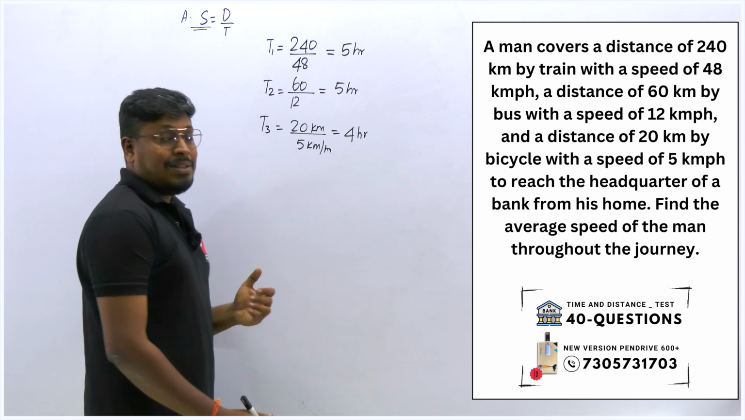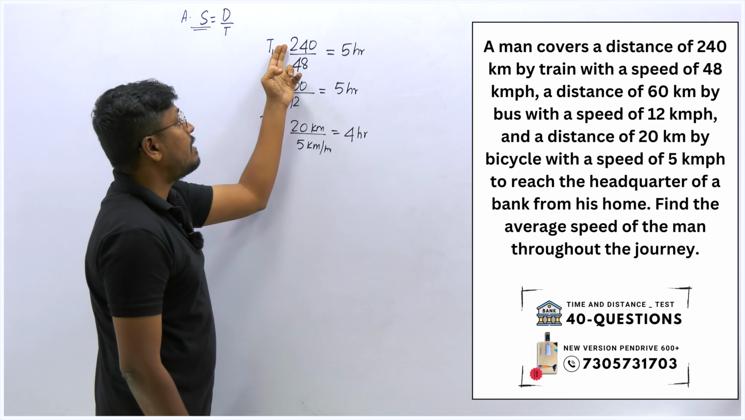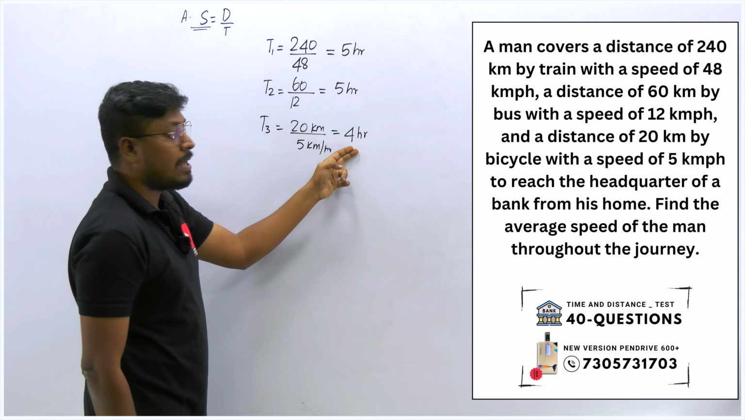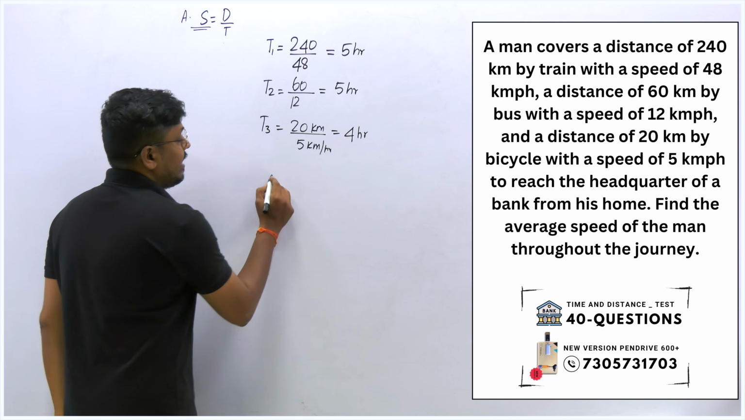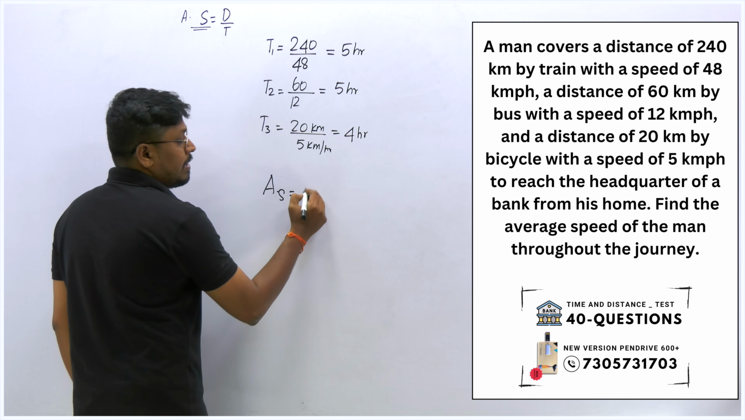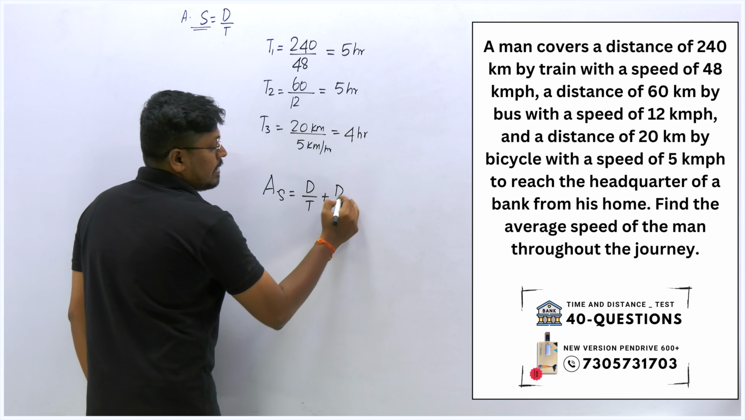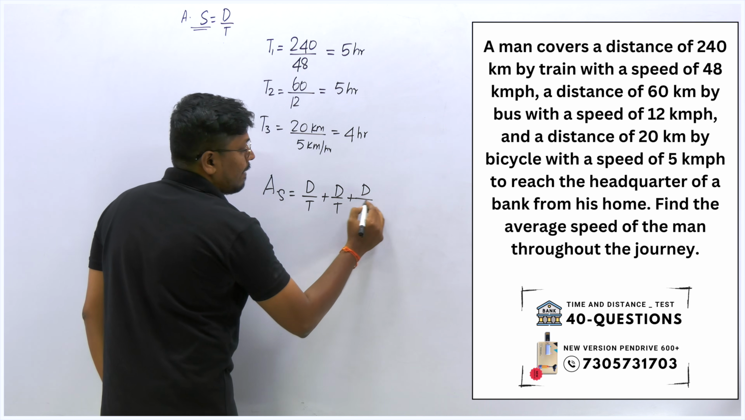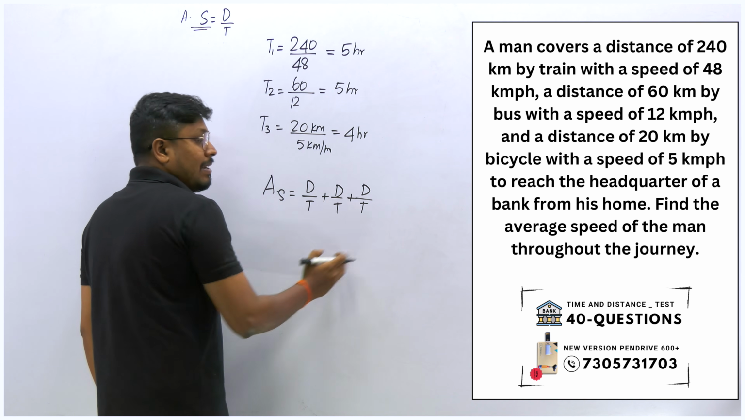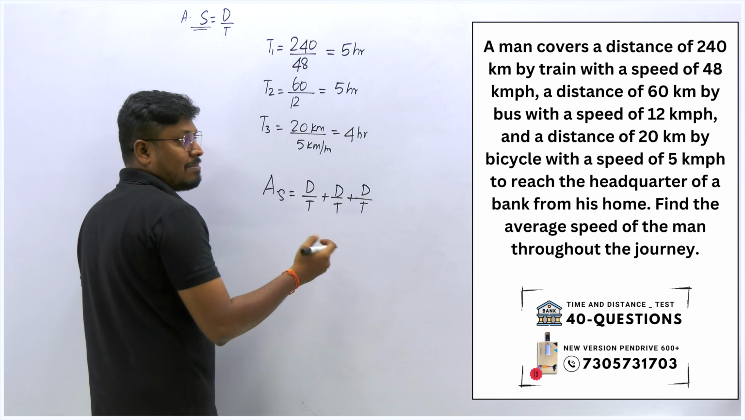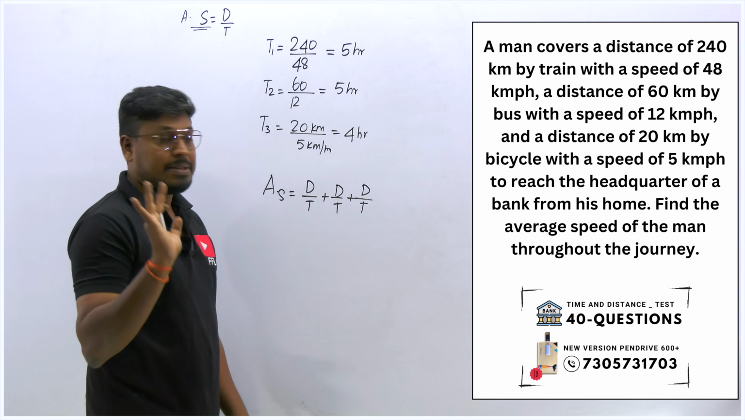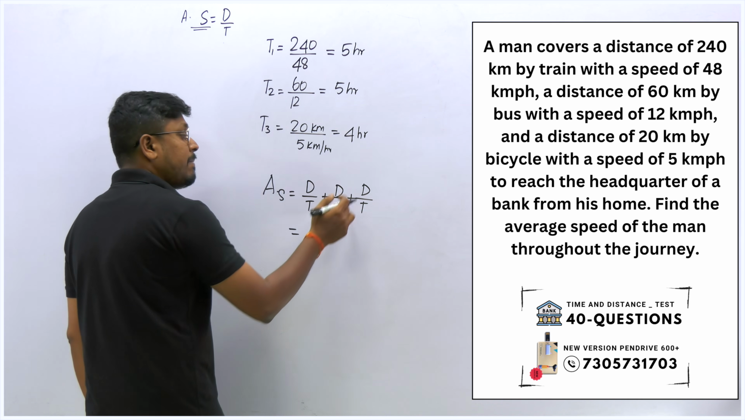So we got all the 3 timings, right? By using the distance and the speed, we have found all the timings. Now we need to find the average speed. Average speed is nothing but speed equals distance by time. So distance by time first, distance by time second, and distance by time third. Do not just memorize this formula. Try to understand how this formula comes and how we apply the values.